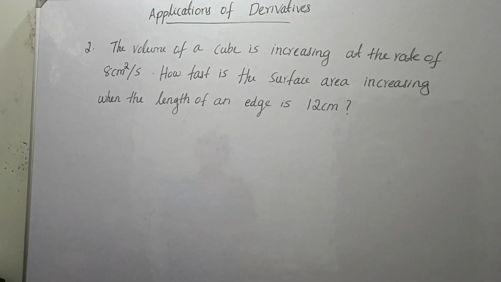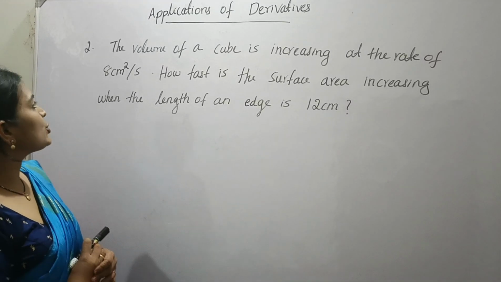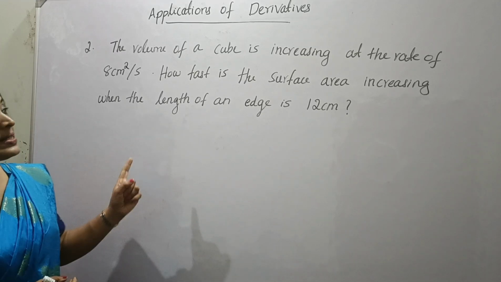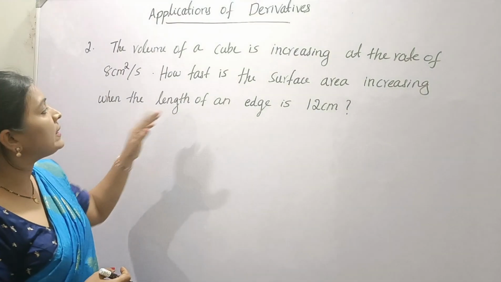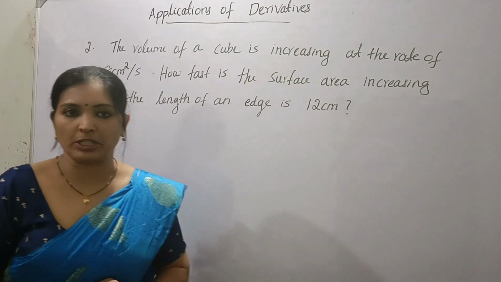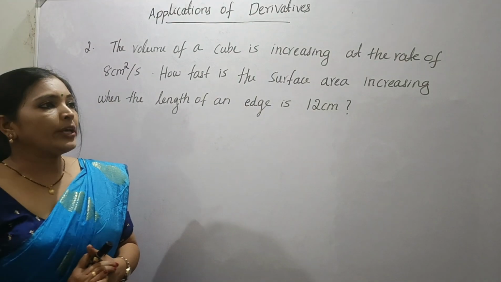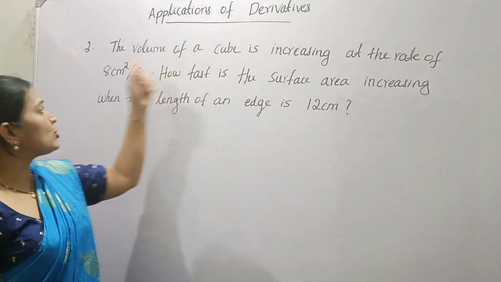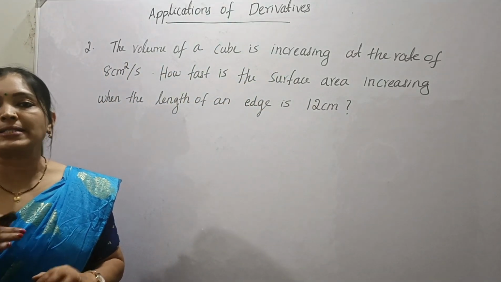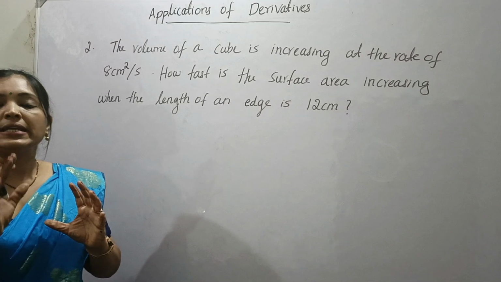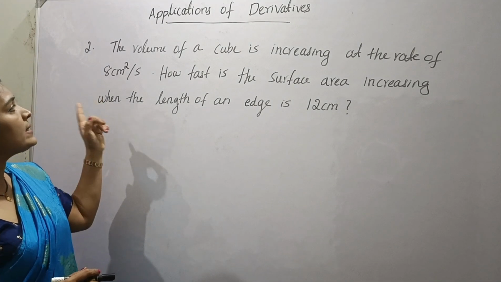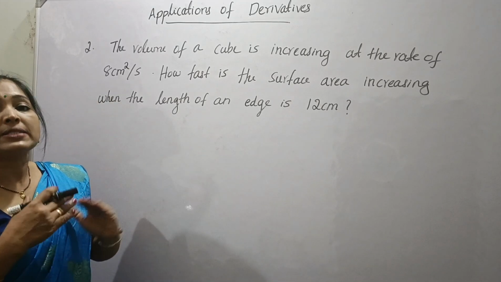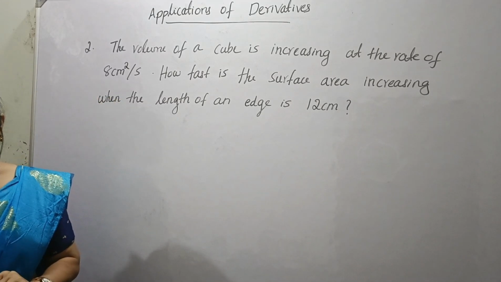Second question: the volume of a cube is increasing at the rate of 8 centimeter cube per second. How fast is the surface area increasing when the length of an edge is 12 centimeter? It's about a cube. So what is given? The volume of a cube is increasing at the rate of 8 centimeter cube per second. That means for a second the volume changes by 8 centimeter cube.